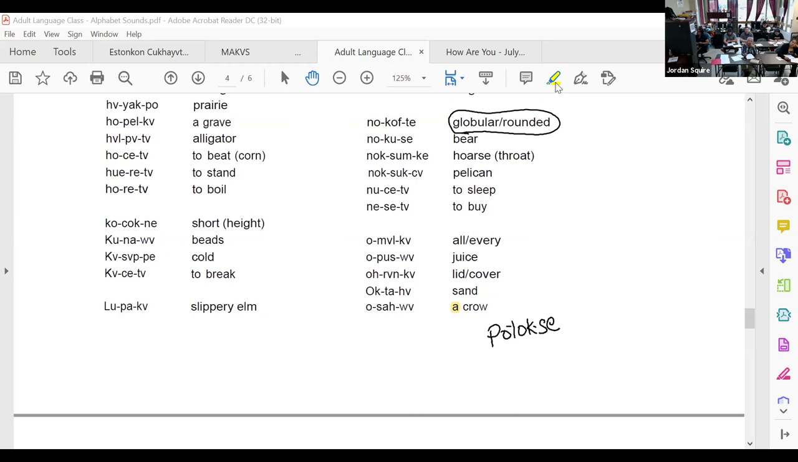To sleep, nojida. To buy, nisida. All or everyone, omulga. Juice, obushwa. And you can add this to anything, like an orange. Yalaha obushwa, that's orange juice. Shadafa obushwa, that's apple juice. See, you can use that.